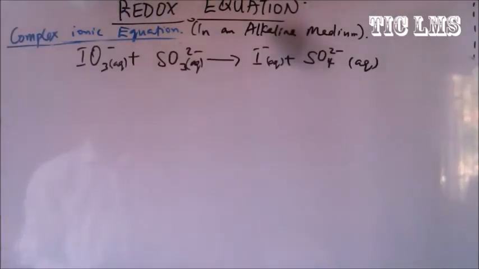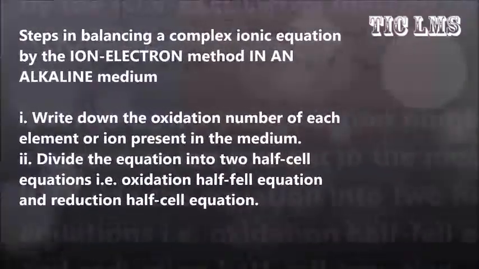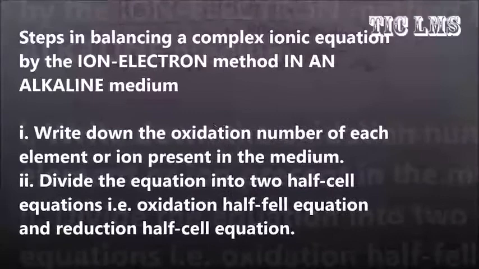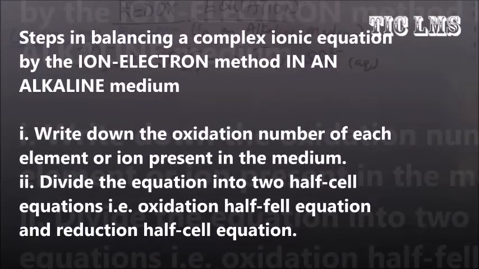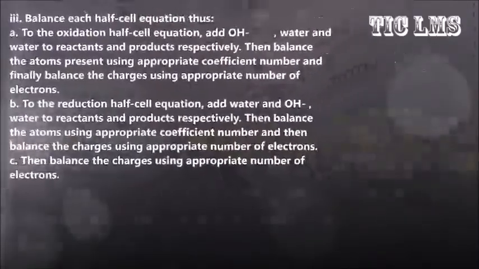We want to balance this reaction in an alkaline medium using the ion electron method. There are certain steps which need to be followed, so we'll quickly go through the steps. Step 1 says we should write the oxidation number of each of the elements or ions present in the medium. Step 2, we are to divide the equation into 2 half-cell equations. Step 3, we are to balance each half-cell equation.